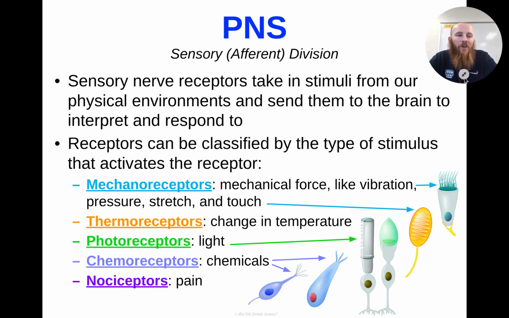And then nociceptors, which are responsible for detecting pain. Those nociceptors are pain receptors, so a little bit different from touch. Nociceptors are specific to painful stimuli, things that pose a potential threat.